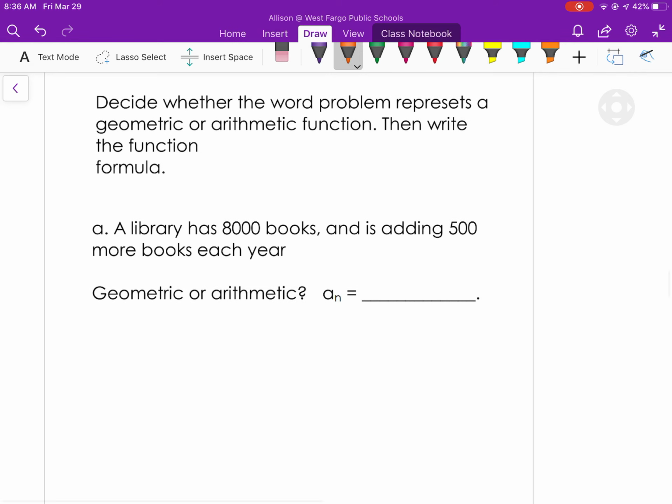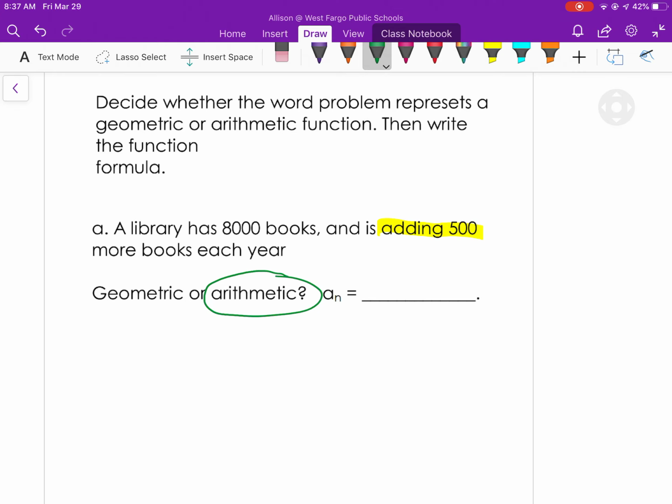So we want to decide whether or not it represents arithmetic or geometric, and then write the equation that goes with it. So a library has 8,000 books, and it's adding 500 books more each year. So a keyword here is that it's adding 500 each year. And so it tells me that it would be arithmetic because that's going to be a constant rate of change. Every year we have the same amount being added.